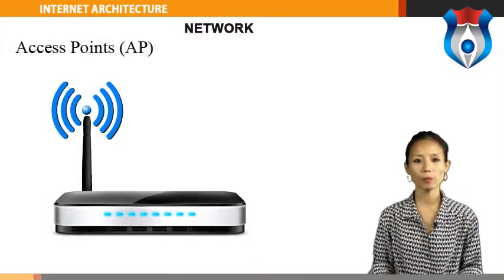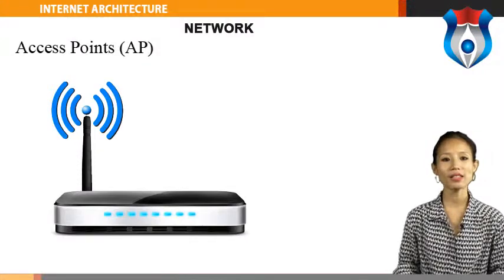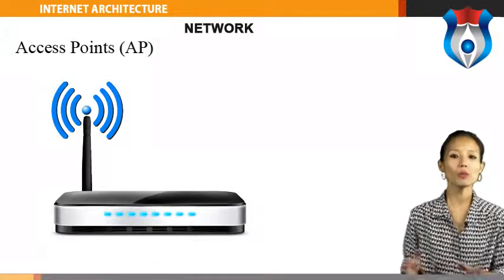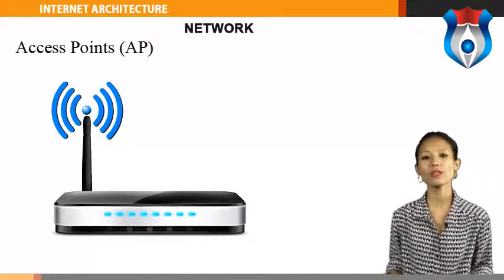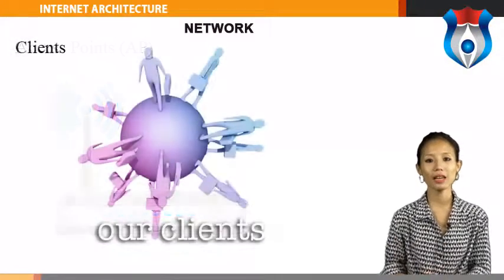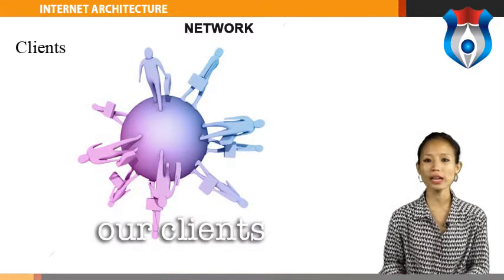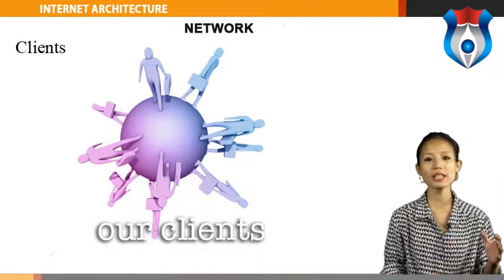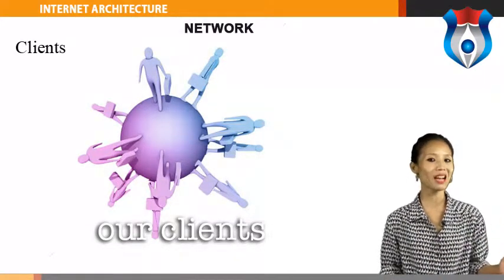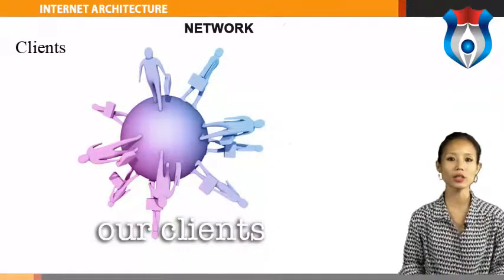Access points, AP. A special type of routing device that is used to transmit the data between wired and wireless networking devices is called an AP. Clients. Any kind of device such as personal computers, notebooks or any kind of mobile devices which are interlinked with the wireless network area is referred to as a client of the internet network architecture.